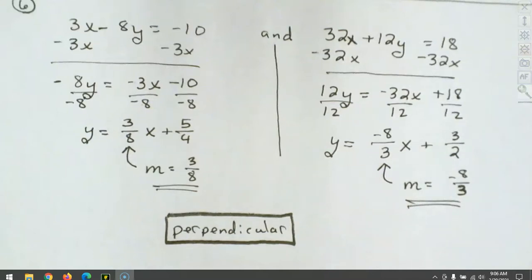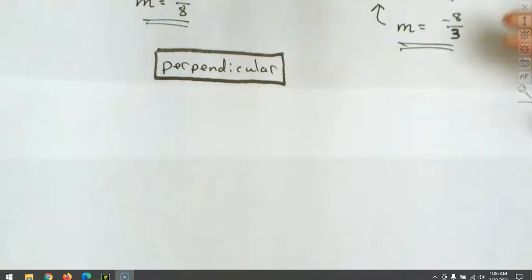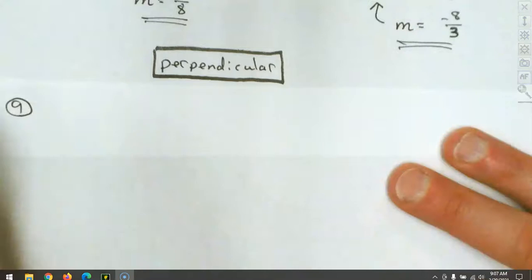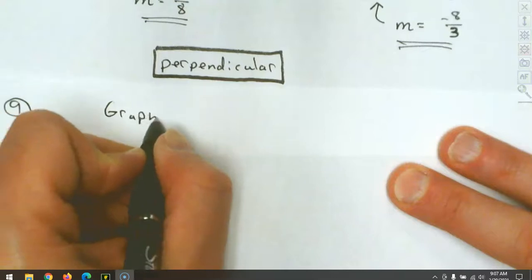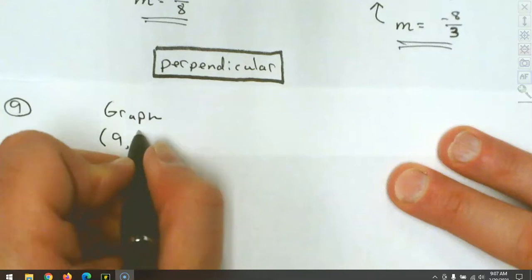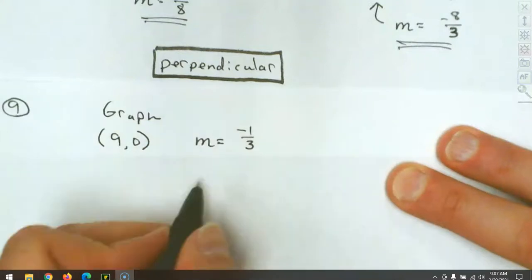9 is next on the list. And 9 is another graphing a line when you're given a point and a slope. And this is a very important concept here to understand. It's a simple concept, but a lot of times students struggle with this. So we're going to try and graph this. And what we're given is 9, 0, and m equals -1/3.